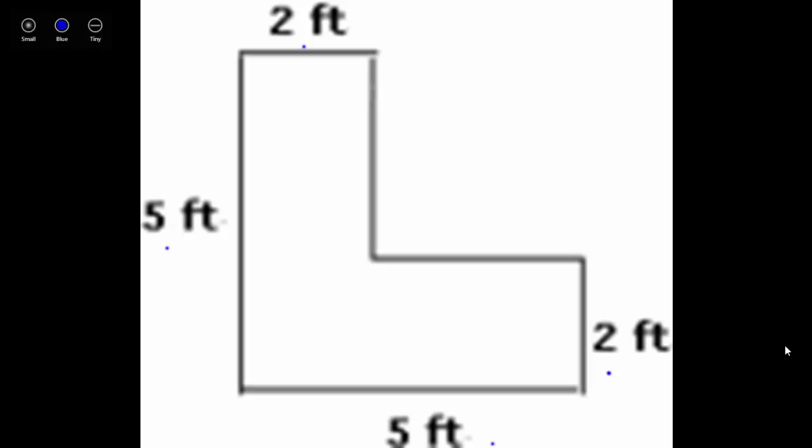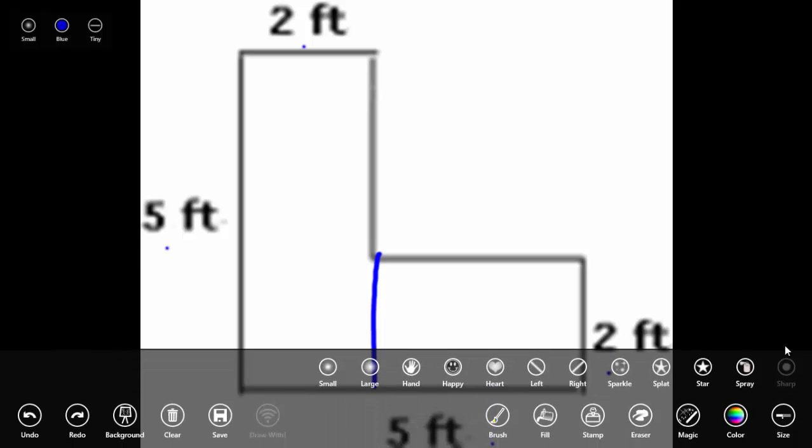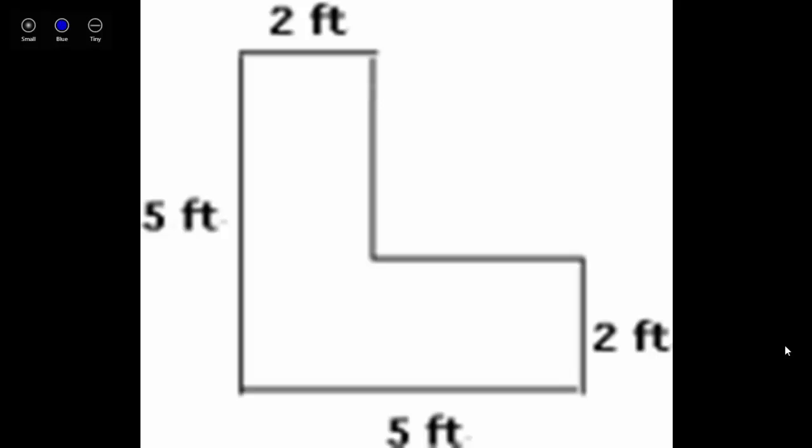Two places you could cut across are here to make it into two different rectangles, or you could even make it here into two different rectangles. Now, either way would be absolutely fine. Wherever you decide to cut your shape to make it into two rectangles would be fine. So let's keep it here where we have it now.